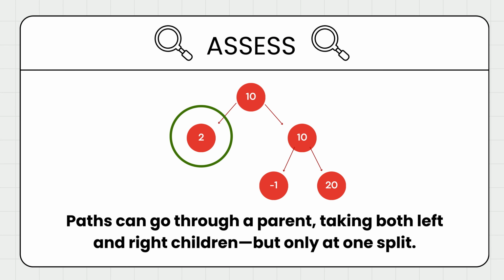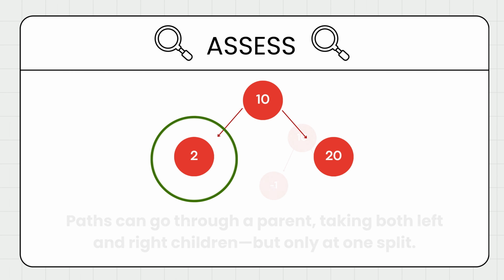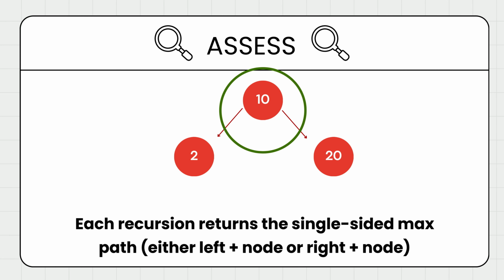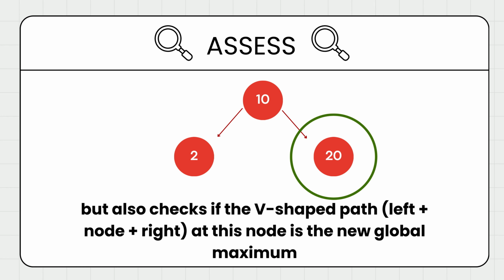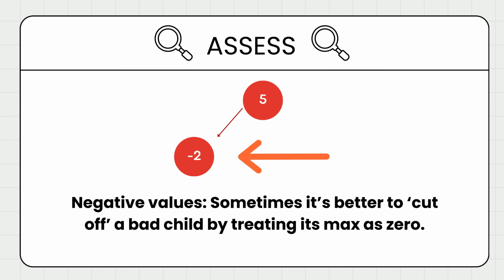Let's assess. What's tricky? Paths can go through a parent, taking both left and right children, but only at one split. Each recursion must return the single-sided max path, either left or right plus node, but must also update a global best if the whole V-shaped path through the current node is better. Negative values: sometimes it's better to cut off a bad child by treating its max as 0.